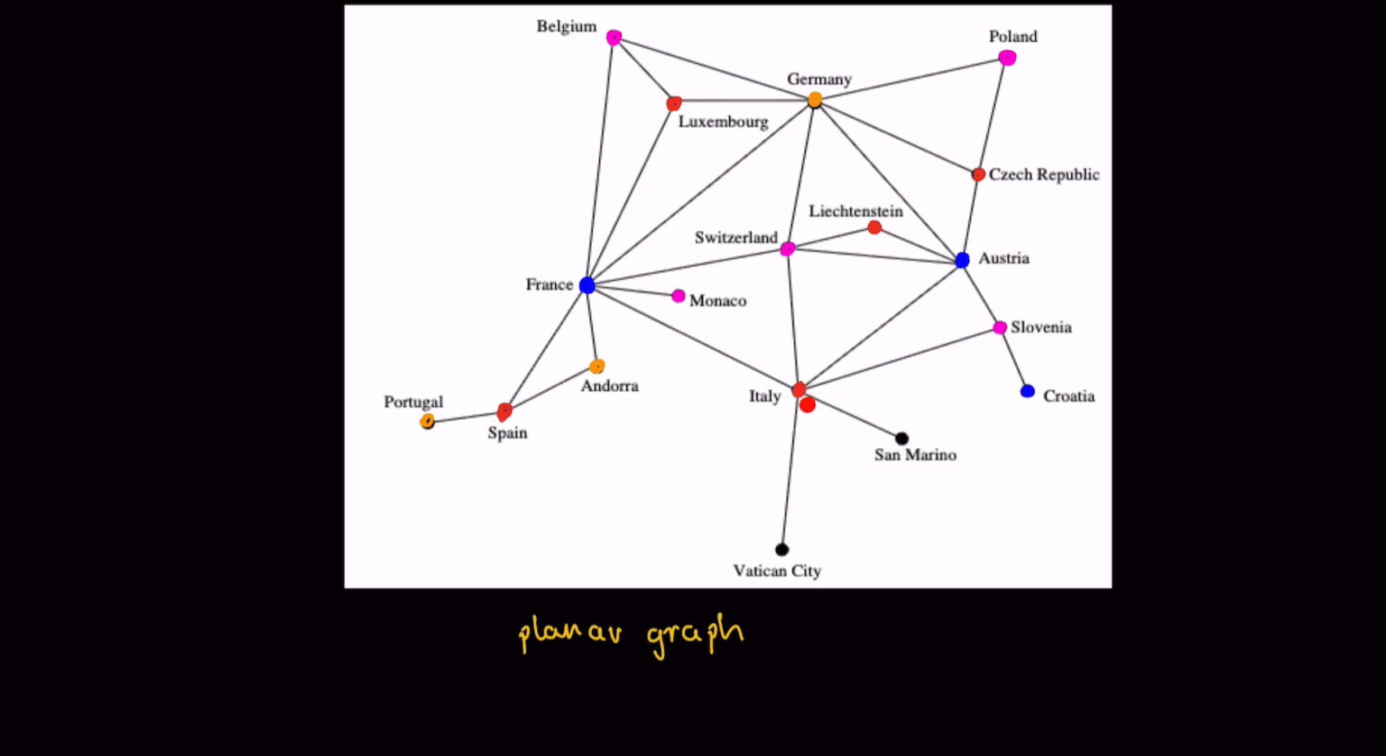Now Vatican City should have a different color compared to Italy. I can use orange here, and San Marino, I can use orange here as well. And the number of colors that we use so far is only 4 colors, so the colors are pink, red, orange, and blue. Therefore, the chromatic number is equal to 4.